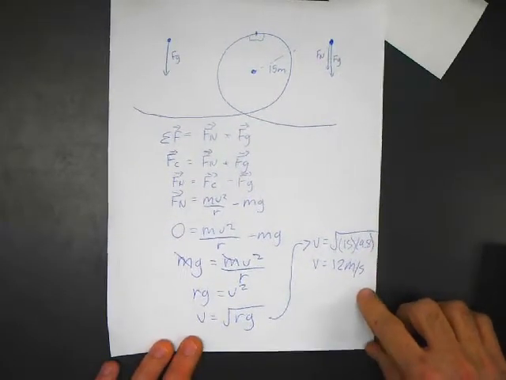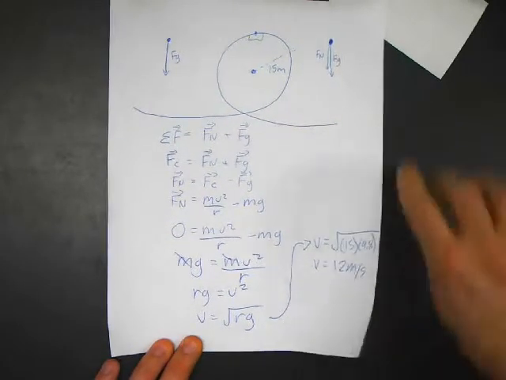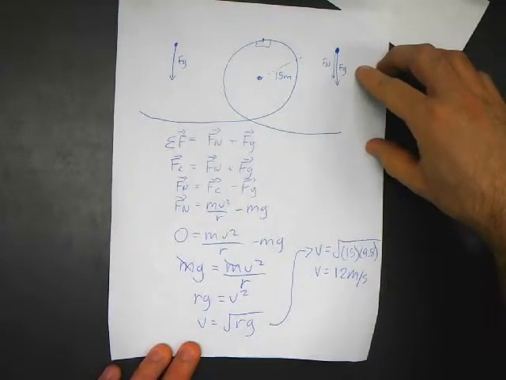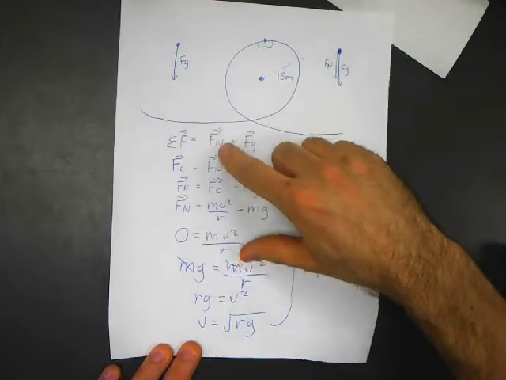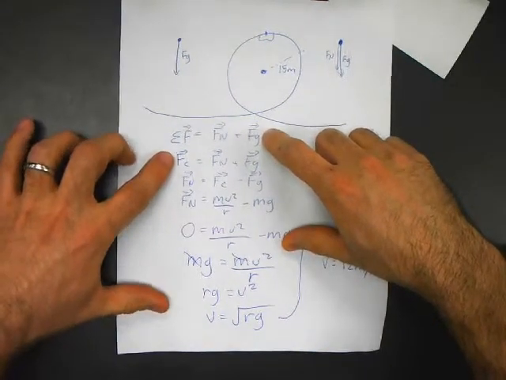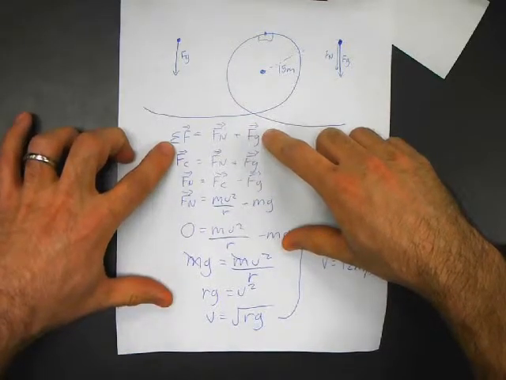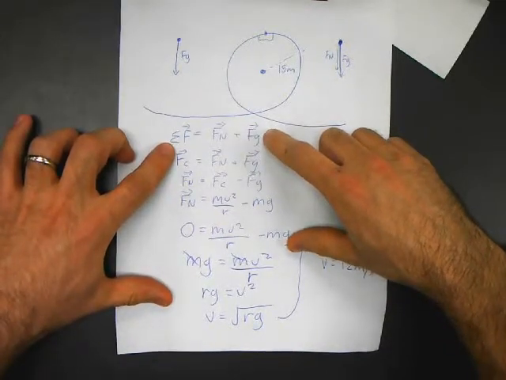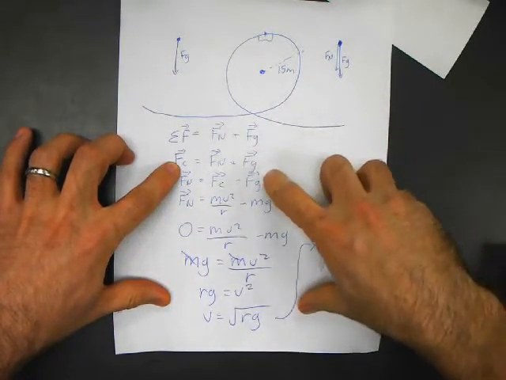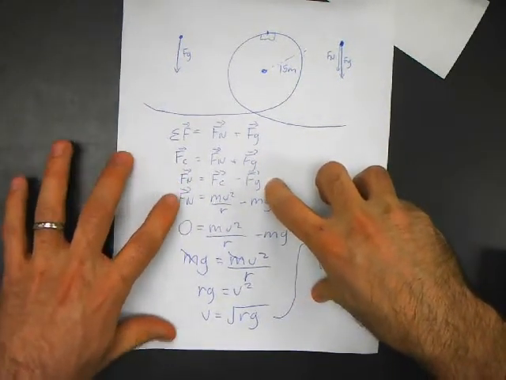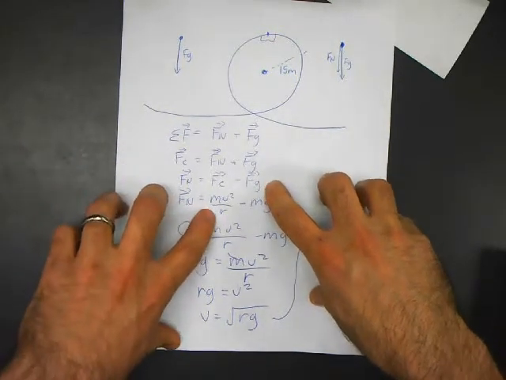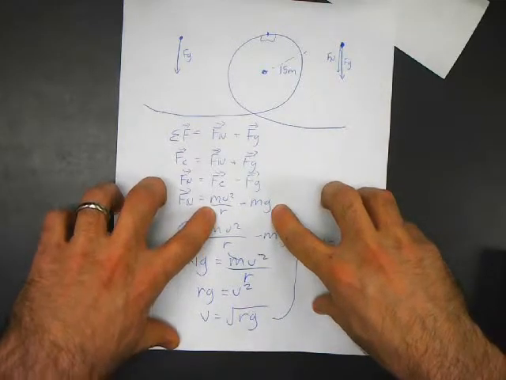We do this by looking at the free body diagram. We have normal force, we have force of gravity. We said the sum of the forces is the normal force plus the force of gravity. And then what we always do is take the sum of our forces, which is the net force, and set that equal to centripetal force. From there we rearrange it for the normal force, and I explained that the normal force is equal to the centripetal force minus the force of gravity.